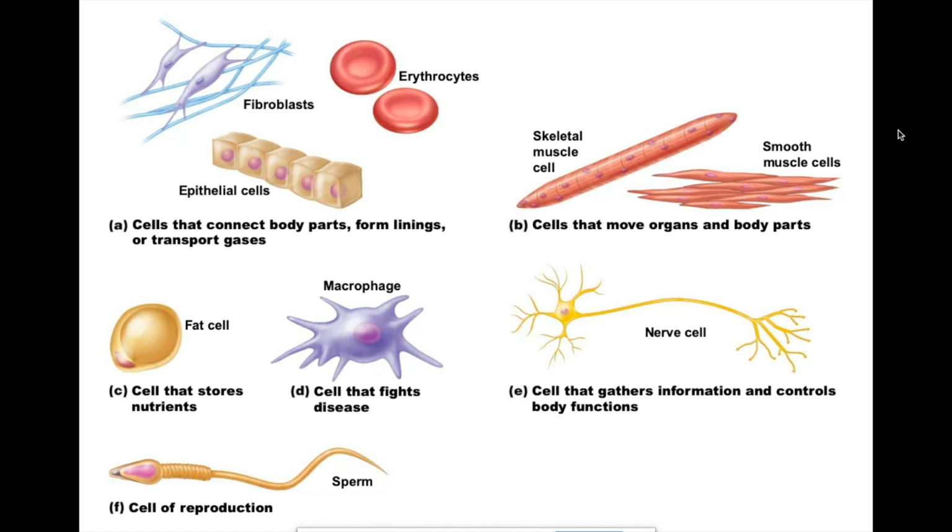So like for A, these are cells that connect body parts, form linings, or transport gases. Your erythrocytes, which are your red blood cells, are a little donut shape with that divot in the middle. That's where the heme group lies to hold oxygen and deliver it to the different parts of your body, right? So it's kind of like a little bucket shape to hold on to all those extra molecules. Like I said, the structure dictates the function, and you can read the others on here for yourselves.